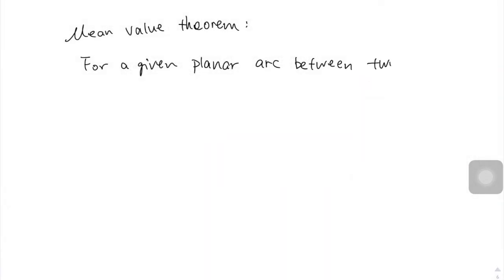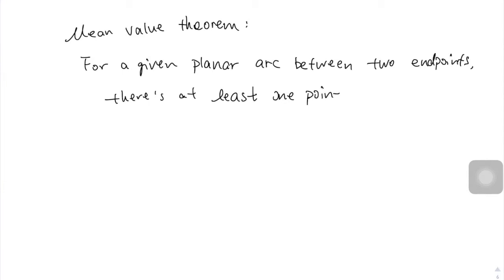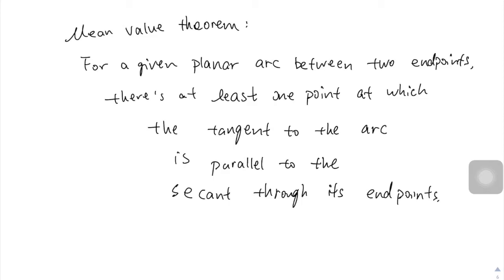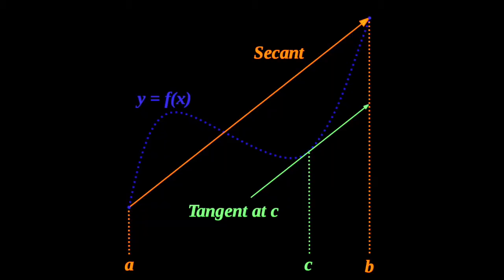The definition of the mean value theorem is that for a given planar arc between two endpoints, there is at least one point at which the tangent to the arc is parallel to the secant through its endpoints. Maybe it's not clear enough by just looking at the definition, so we can see this picture. We can see this point between the two endpoints, and its tangent line is parallel to the secant through its endpoints.